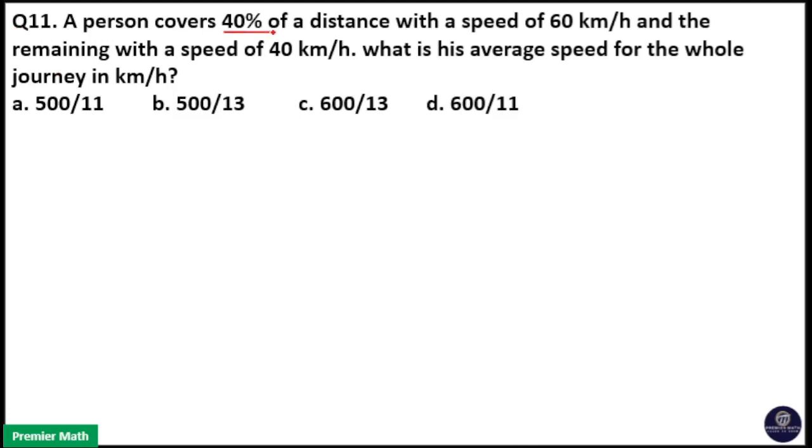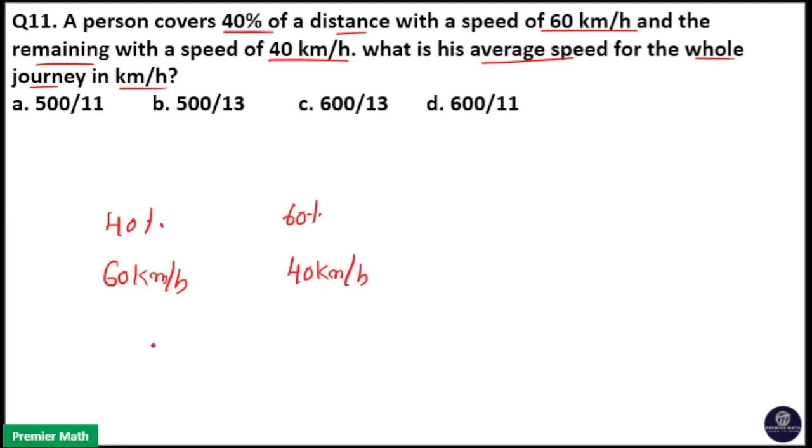Next is question number 11. A person covers 40% of distance with a speed of 60 km per hour and the remaining with a speed of 40 km per hour. What is his average speed for whole journey in kilometer per hour? Here distance is different, but here distance is given in percentage terms. So here 40% of the distance he covered with a speed of 60 km per hour and the remaining distance, that is 60% of the distance he covered with a speed of 40 km per hour.